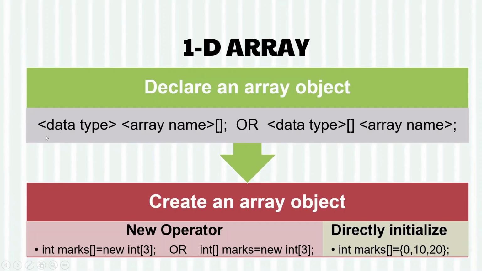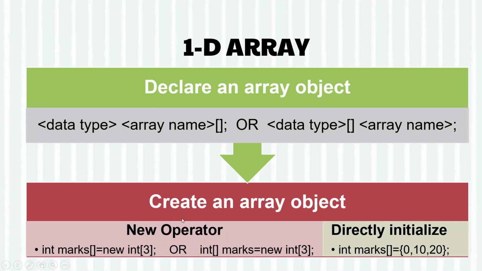Here you can see the syntax to declare a 1D array. Begin with the data type, then the array name followed by only one pair of square brackets for a 1D array. And here you can write the square brackets either after the array name or after the data type. Both declarations are valid and equivalent. So you can follow any one of these.